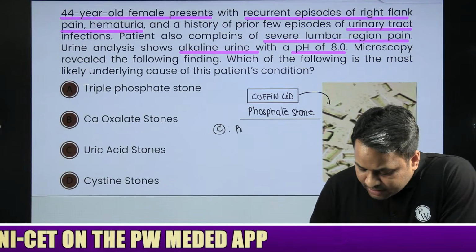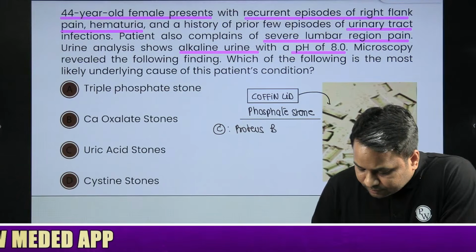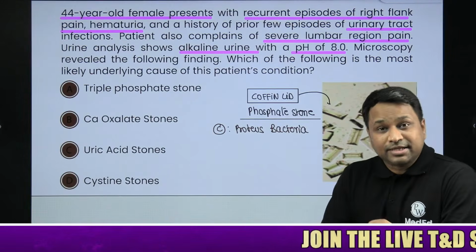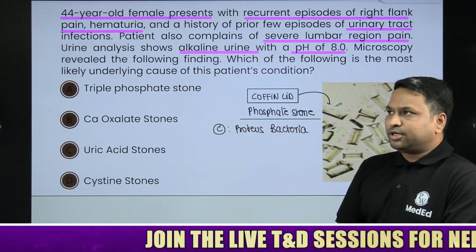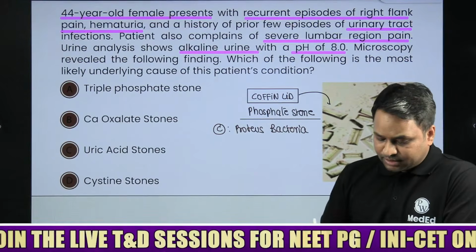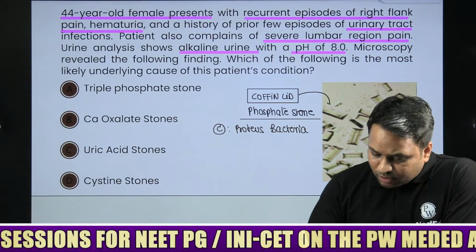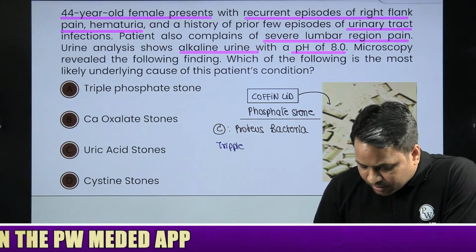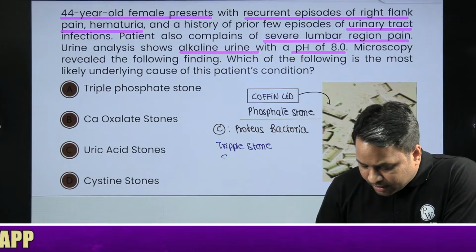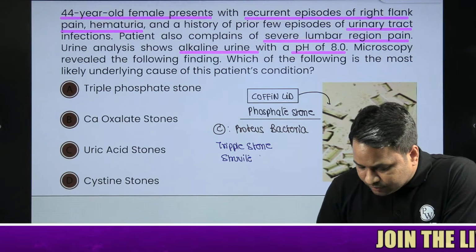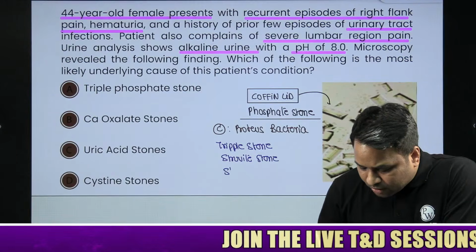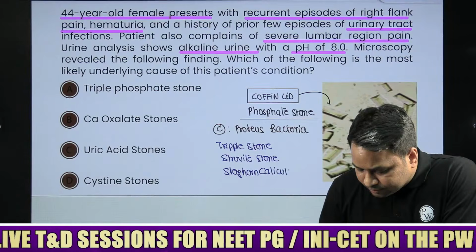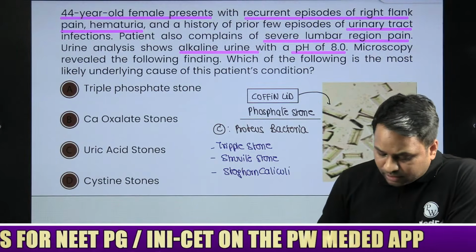It is a Proteus infection, which is a urease producing bacteria. Now, as urease is produced, it converts urea to ammonia. Ammonia concentration in urine increases. Urine becomes alkaline. So that's the reason, right? The phosphate stones are also known as triple stone, struvite stone, and staghorn calculi. So triple, struvite, staghorn calculi are the other names, right?